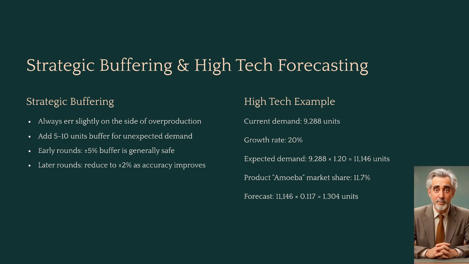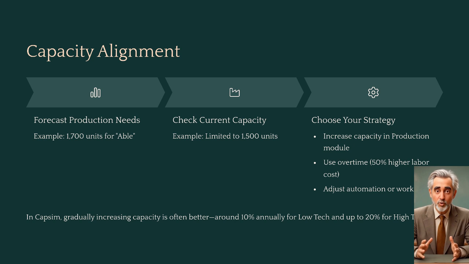Section 7. Capacity alignment. Here's where forecasting meets production planning. Suppose we've forecasted 1,700 units for Able, but our plant capacity is only 1,500. You have three choices. 1. Increase capacity in the production module. 2. Use overtime, which increases labor cost by 50%. 3. Adjust automation or shift workforce accordingly.